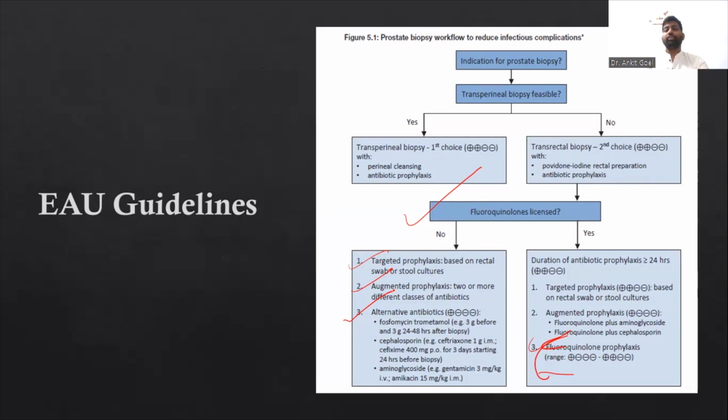Having discussed this patient preparation and the antibiotic prophylaxis, let's see in the next video how we position the patient.